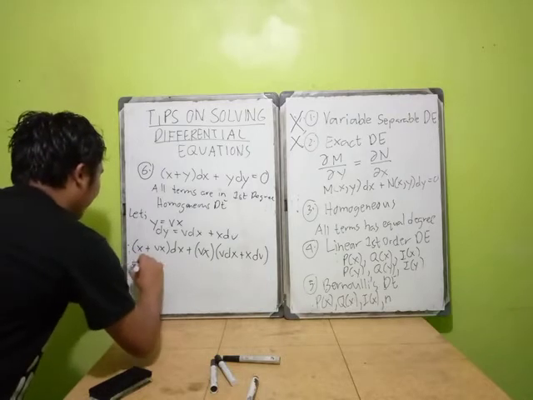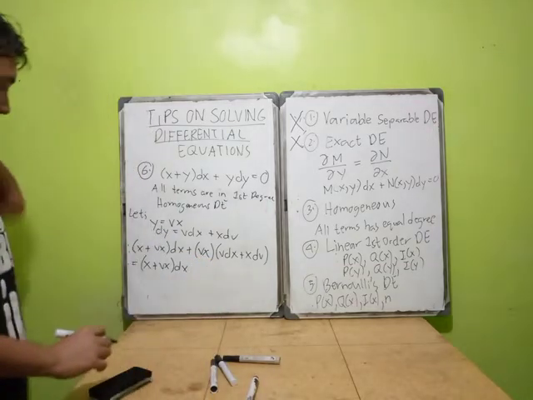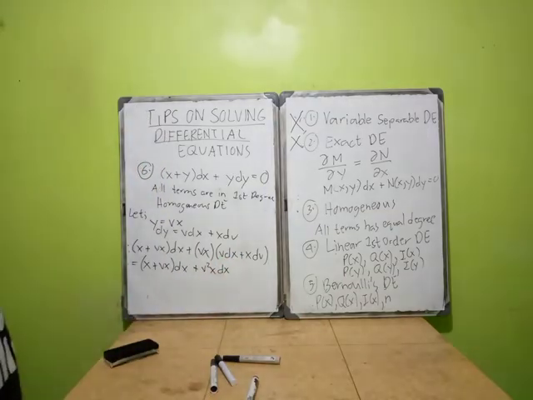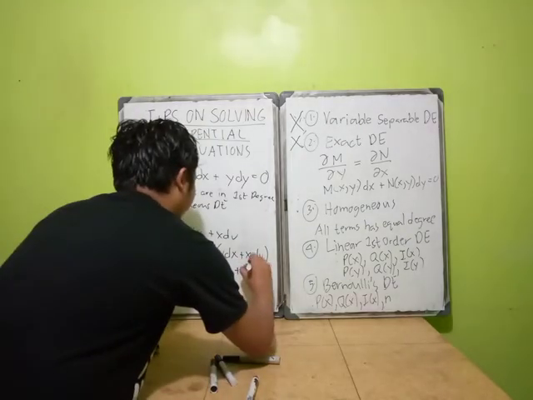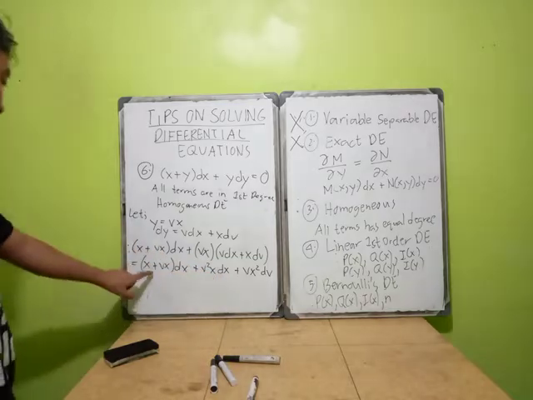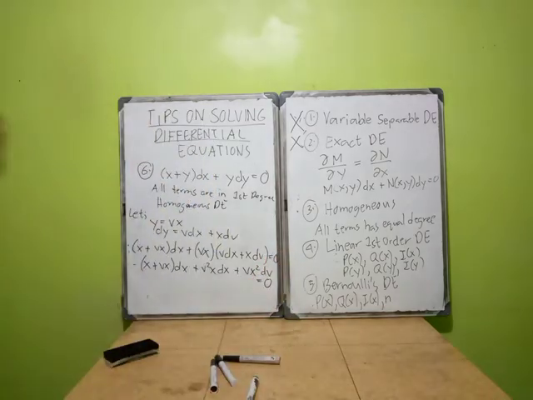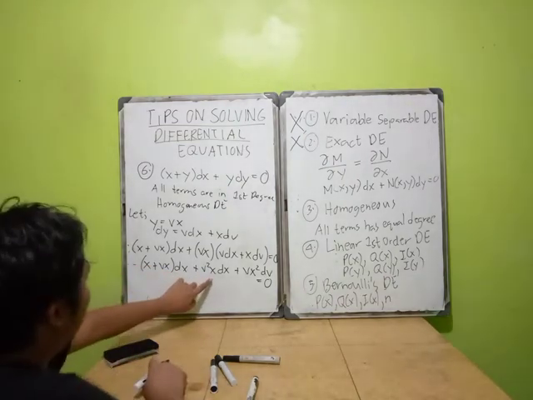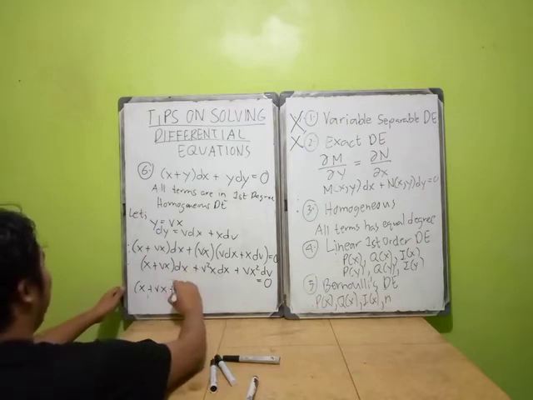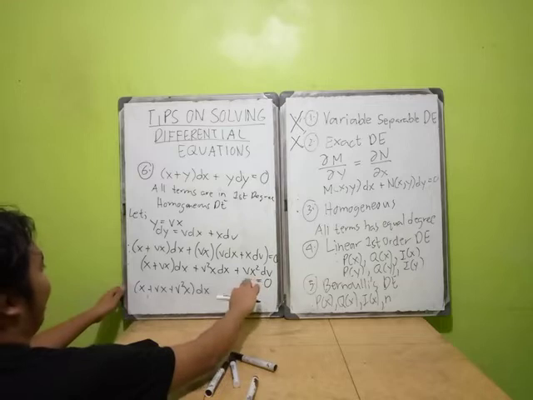Yan. So ang resulta niyan magiging x plus vx dx plus v squared x dx plus v x squared dv. Yan. Okay? So i-collect natin yung lahat ng may dx. Dapat equal to 0 to. So therefore, i-collect ko lahat ng may dx. So magiging x plus vx plus v squared x dx. Okay, and then one thing, pwede kong ilipat doon si dv.